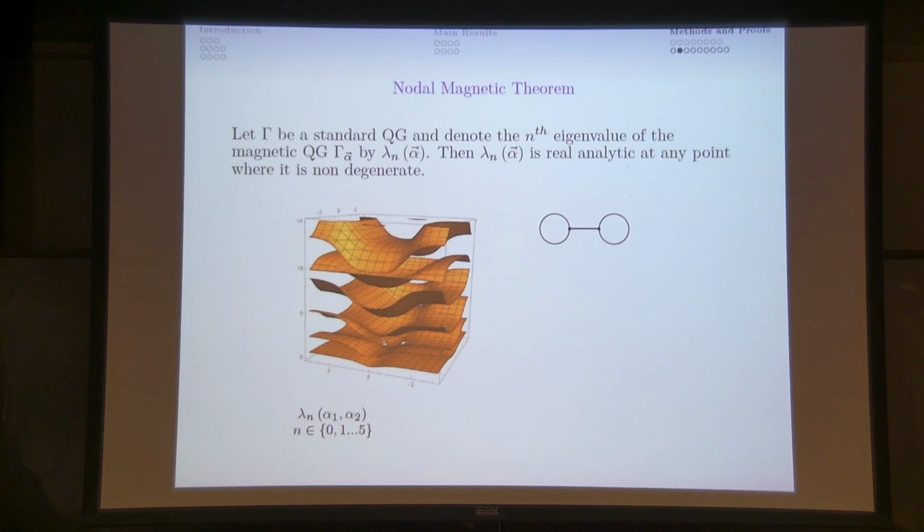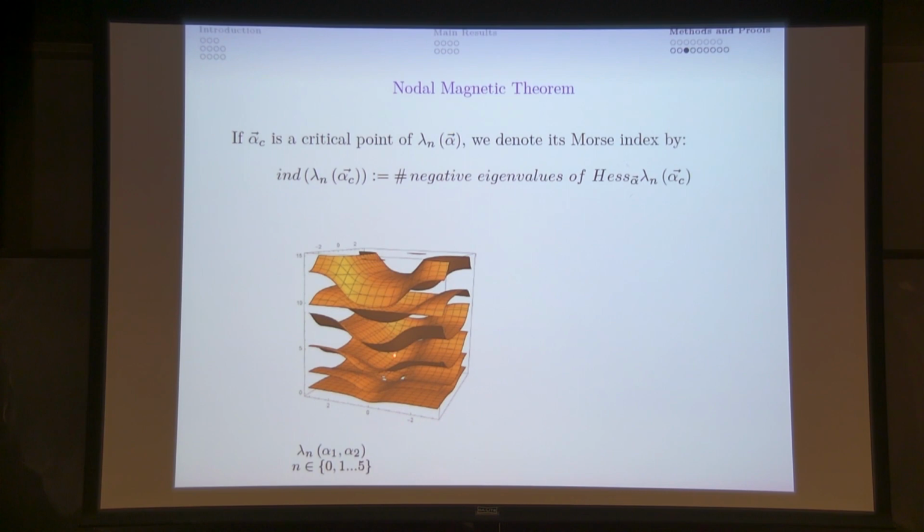And what I want you to notice here is that all the points in the middle, these are the points where the flux is equal to zero, are critical points. And when we talk about critical points, I want to classify them according to their Morse index. So I would say that a critical point has a Morse index. I would denote it like that, the index of lambda n at the critical point. This is simply the number of negative eigenvalues of the Hessian, or to how many directions it can go down.